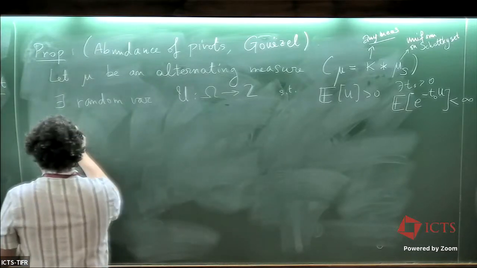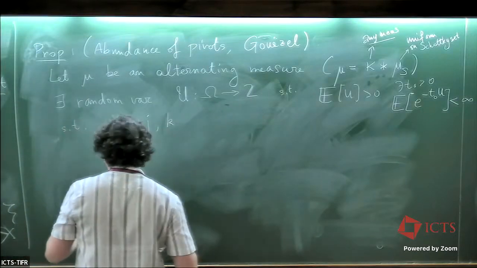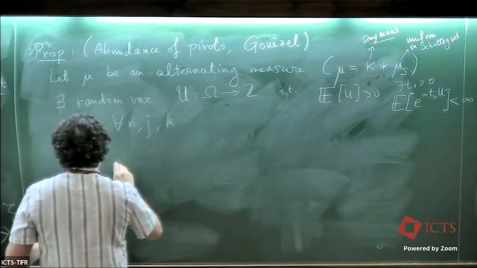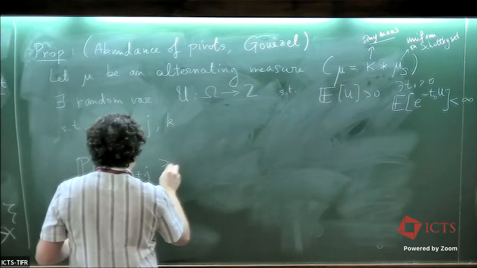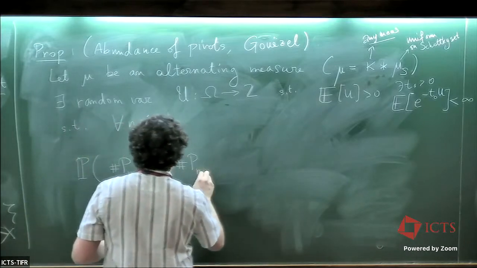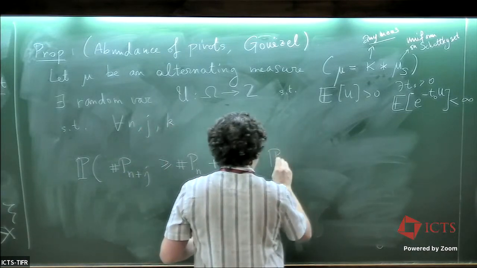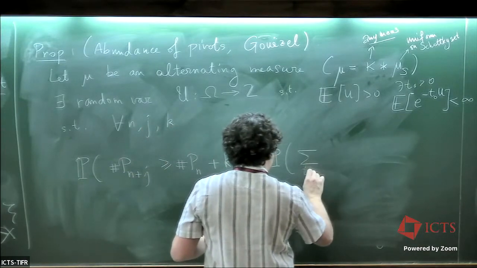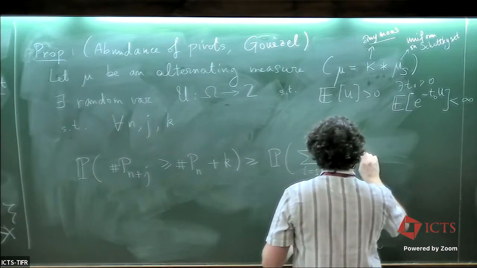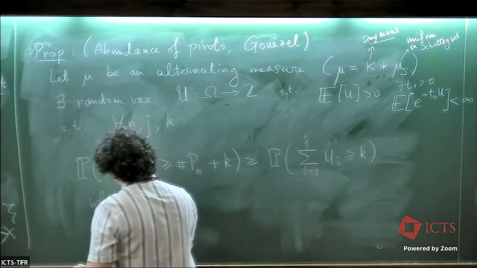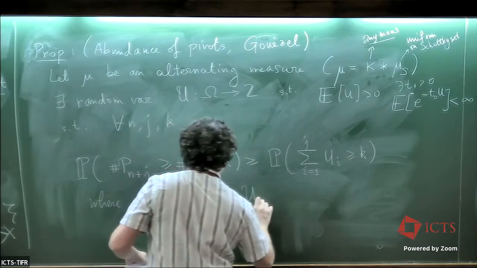And it has the following property: for every n, j, and k, the probability that the number of pivots at the step n plus j is bigger than the number of pivots at the step n plus k is bigger than the probability of an independent sum of random variables, where each u_i are IID, and they have this same law.